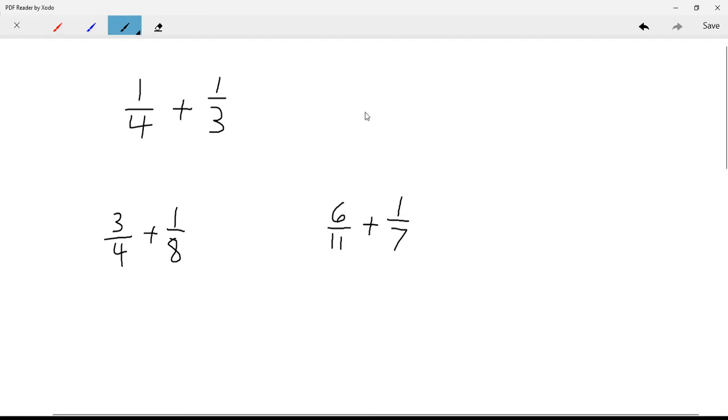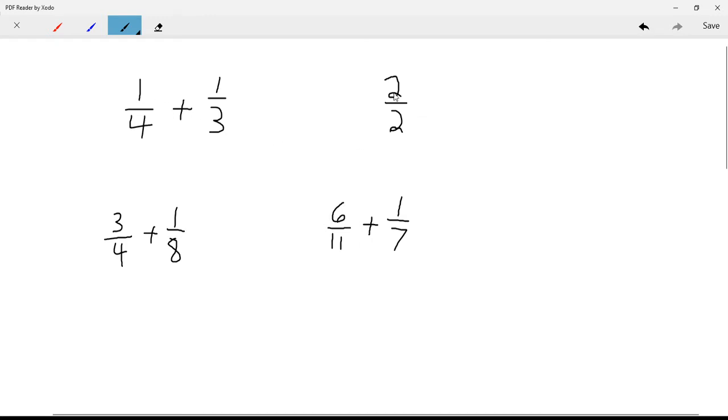So the way to do that is there are a couple of things you can do. There's a couple of strategies, but they all come down to pretty much multiplying one or both of the fractions. One way you can do it is you're always multiplying both the numerator and denominator by the same number. And then you get an equivalent fraction.